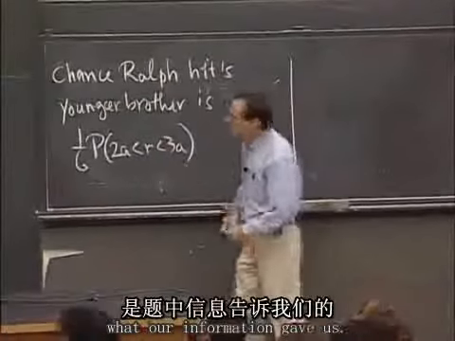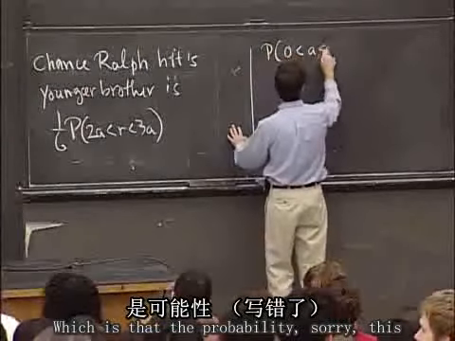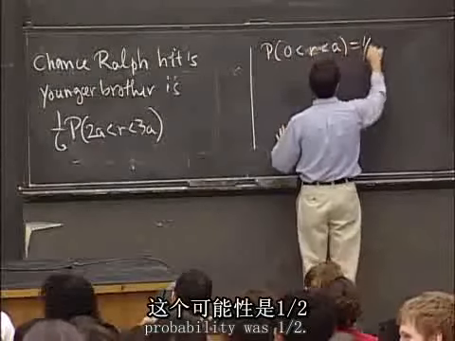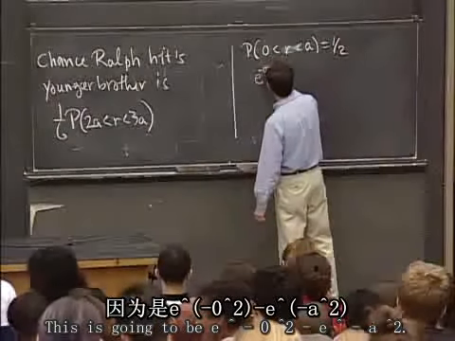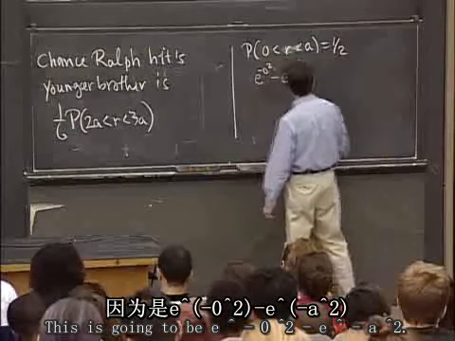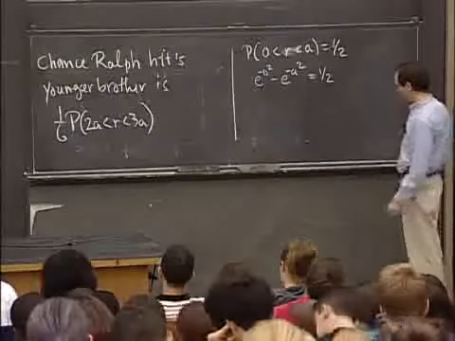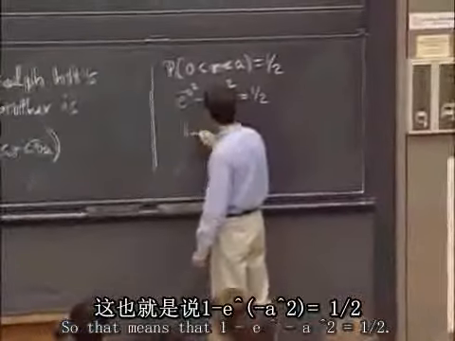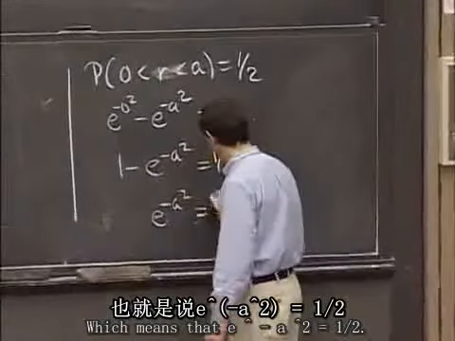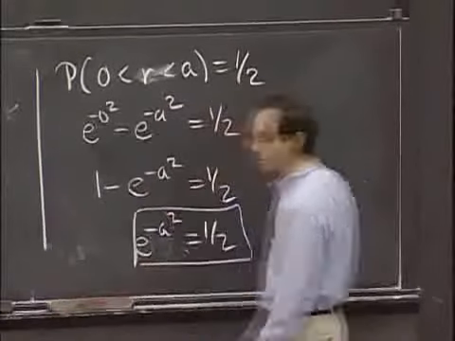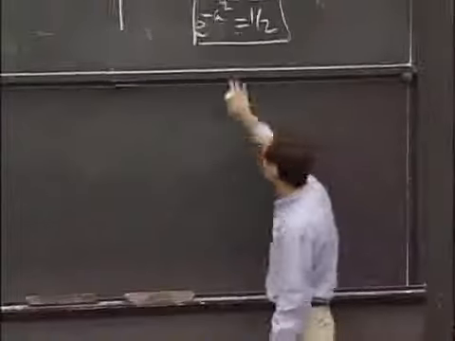I have to figure out something about what our information gave us, which is that this probability was a half. So let's remember what this is. This is going to be e to the minus 0 squared minus e to the minus a squared. That's what this probability is, and that's equal to a half. So that means that 1 minus e to the minus a squared is equal to a half, which means that e to the minus a squared is a half. I'm not going to calculate a. This is the part about the information about a that I want to use.